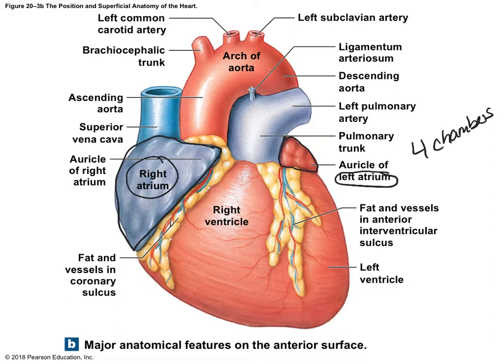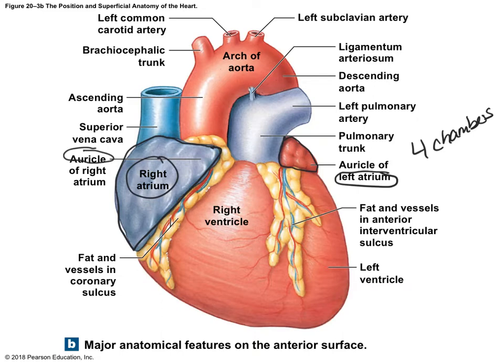Now the atria have sort of a wrinkled appearance on top, and that wrinkled appearance we call the auricle. The auricle is really just the outer portion of the atria, and they're wrinkled when they're empty, and then when they fill up with blood, the wrinkles disappear as those atria expand.